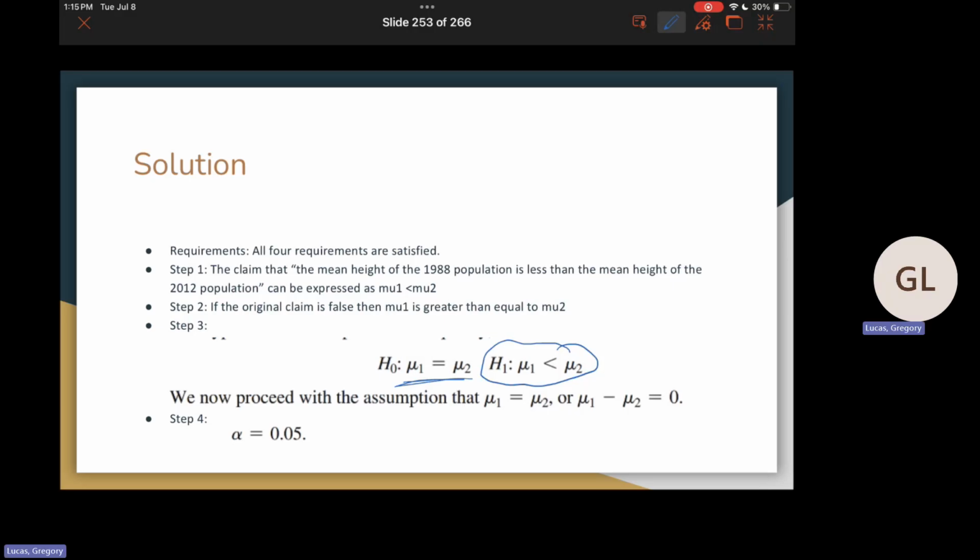So now we have this assumption, since the null is mu1 is equal to mu2, that's 0 when we subtract them. So when we go back to our formula, we're assuming that's 0, so we don't really worry about plugging in those values. Critical level, still 0.05.